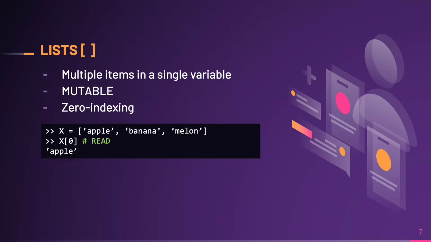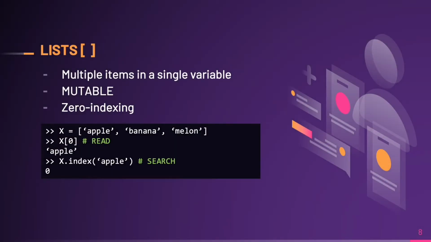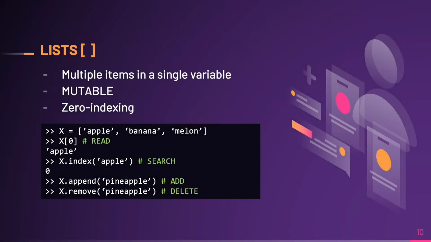Consider list X with three components: apple, banana, and melon. First, you read X. Second, you can search an element in X. Third, you can add an element to X. Fourth, you can delete an element from X. Lastly, you can reassign an element in X. The last three features show the list's mutable nature.